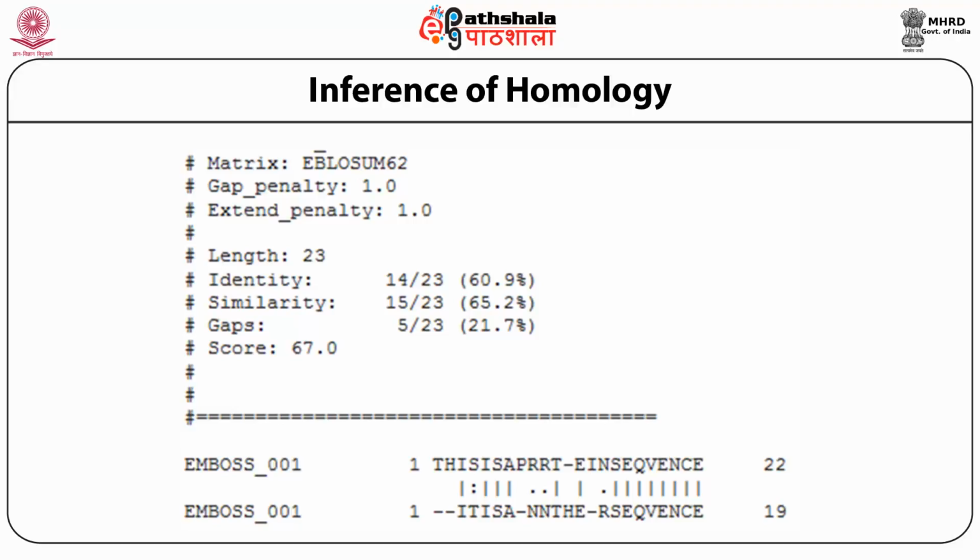The identity between two sequences is quantitative and therefore can be used to infer homology from the percentage of identical residues aligned over the length of pairwise sequence alignment. In the present case, 60.9% identity over 23 aligned residues can be used to infer homology between these two sequences by using an XY graph.